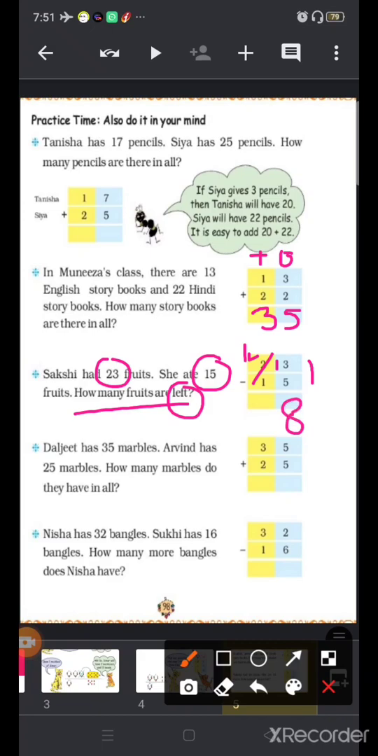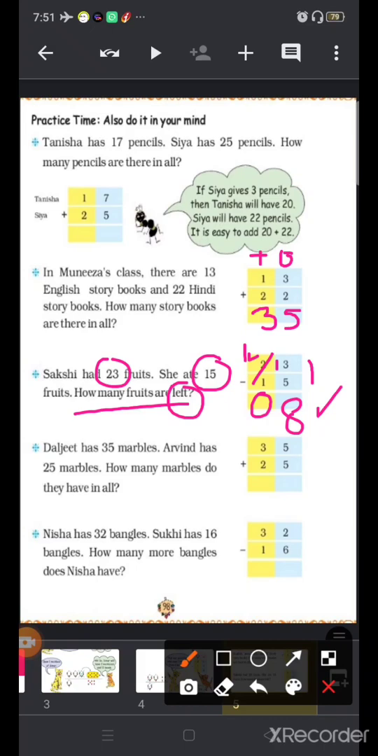And if we subtract 1 from 1, it becomes 0. So what will we write here? 0. So how many fruits are left? Yes, 8 fruits are left. Okay? I hope you understood how to add and subtract.